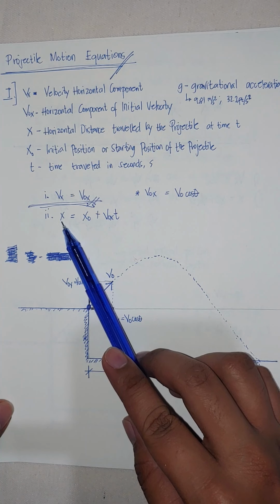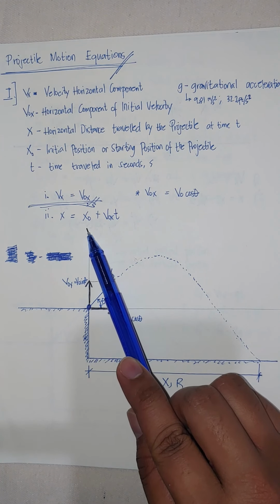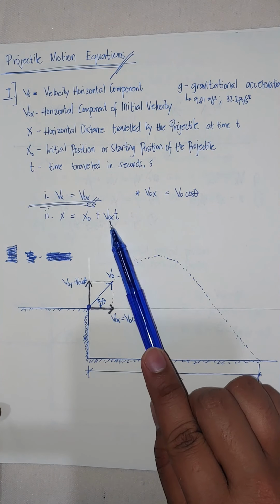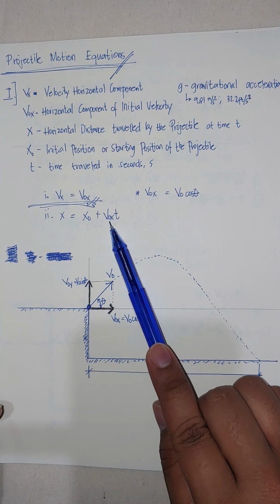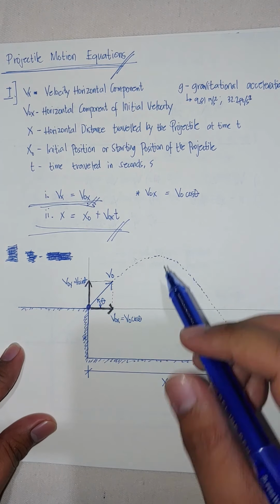And then the second equation we have here: x, or the horizontal distance or position traveled by the projectile, is just equal to its initial position x naught or s naught, depending on which one is used, plus the horizontal component of the initial velocity times the time. So these are our two equations for the projectile motion.